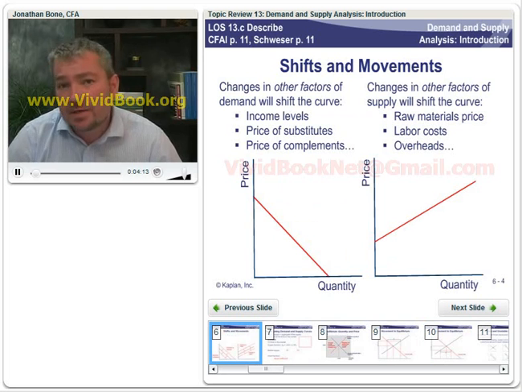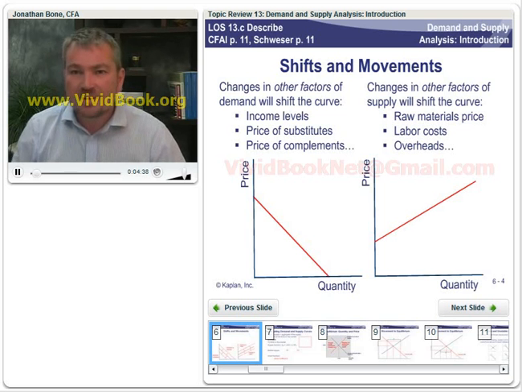The price of substitutes. If the price of substitute products increases, we'd expect the demand for our product now to increase because it appears cheaper relatively. And the price of complements, as they go up, we would expect the demand for our product to actually fall. What is a complement? My classic always is gin and tonic are complements to one another. If the price of gin increases dramatically, people will demand less tonic water. So these factors are going to shift the demand curve.